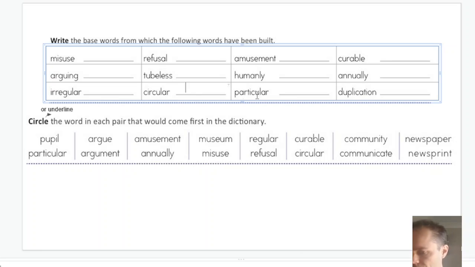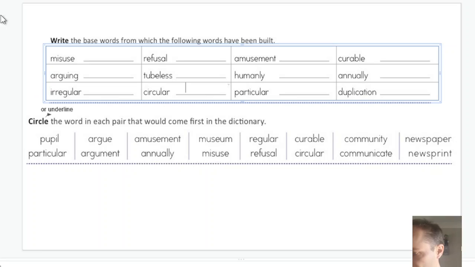So the base word. If you're in year 6, you definitely did a lot of this last year. Year 5s, maybe you haven't done as much. But you want the base word. So particular, maybe part. Because if it's particular, it's a certain part. Or even particulate, A-T-E. Maybe particulate, which is like a little dust thingy.